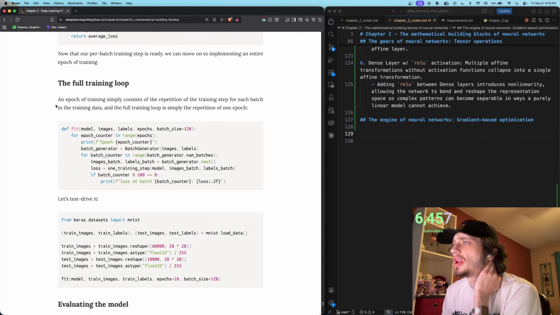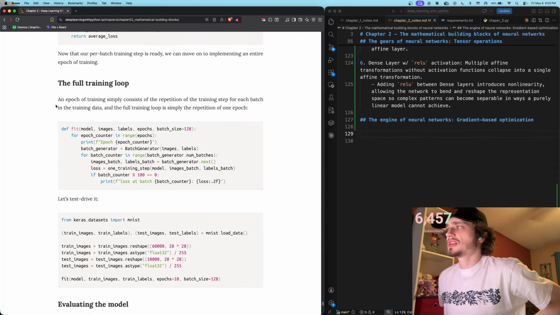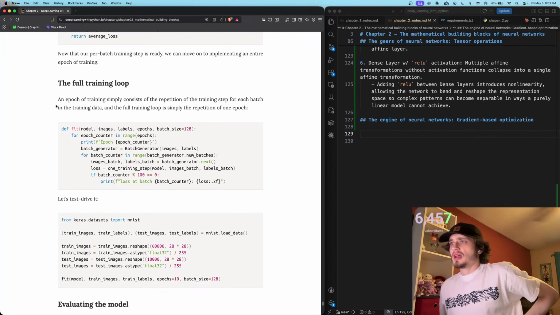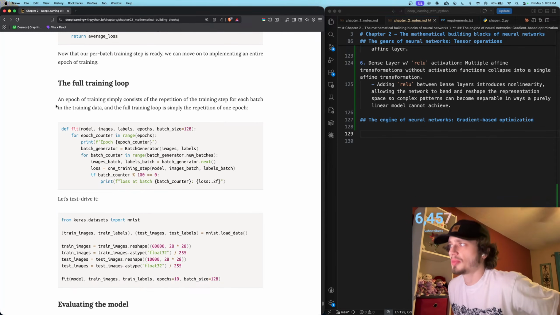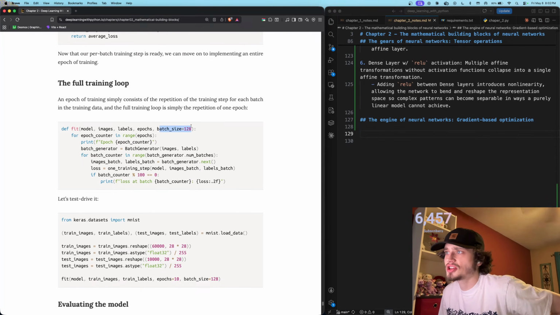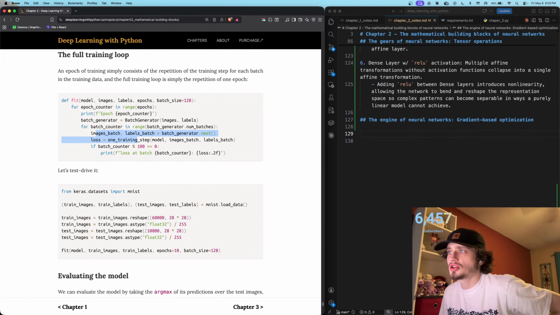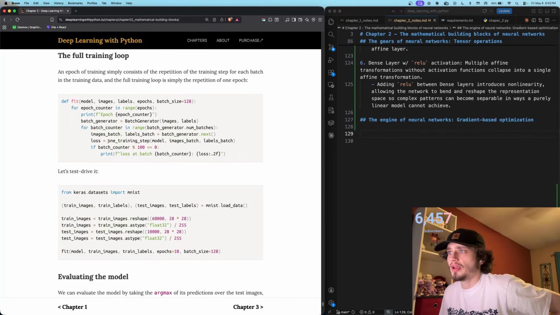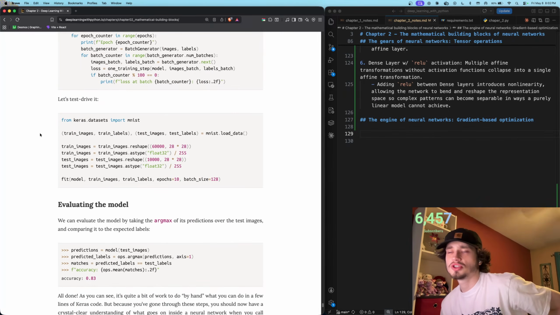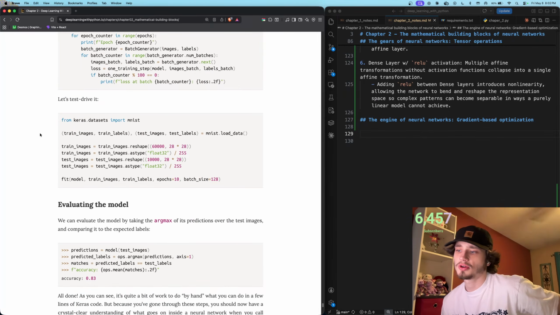Here's the full training loop. An epoch of training simply consists of repeating the training step for each batch in the training data. And the full training loop is simply the repetition of one epoch, right? So you're just going to do this for every batch, for every epoch. For a counter in range of epochs, and for every batch counter in the range of the batch generator, you just do that one training step for every batch, for every epoch. Kind of like what we do in our MIT 6.0002 computational modeling and stuff.